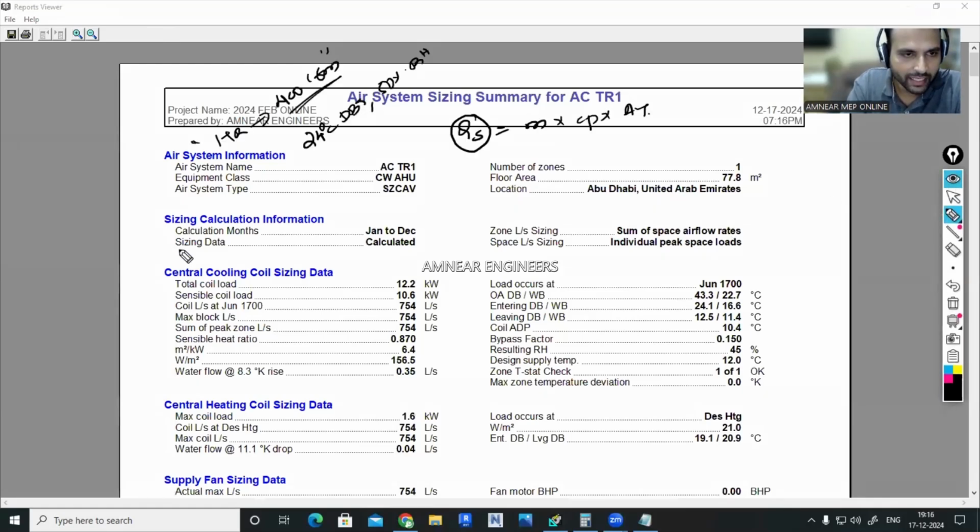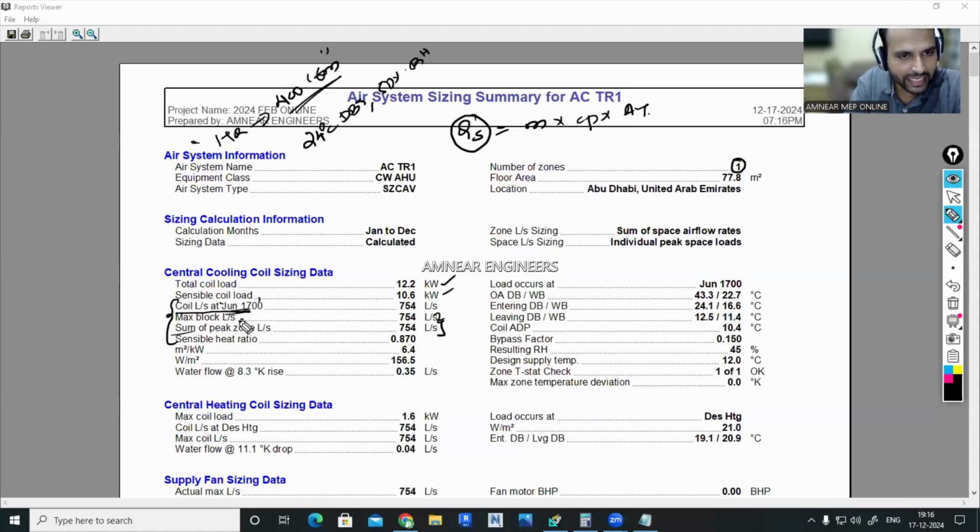I completed that using HAP, and the total coil load I'm getting is 12.2 kilowatt, and the sensible coil load is 10.6 kilowatt. We have 3 airflow rates: coil liter per second, maximum block, and sum of peaks. Which one do we have to select? Maximum block liter per second will always be good. Actually, if you are generating a report for a single zone building or only one space, you have to select the coil liter per second at June 17. June 17 is the peak time.